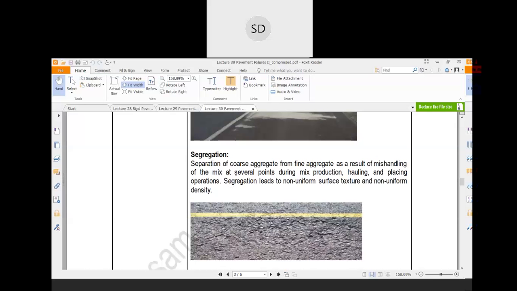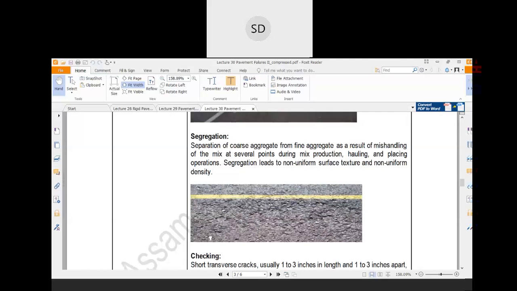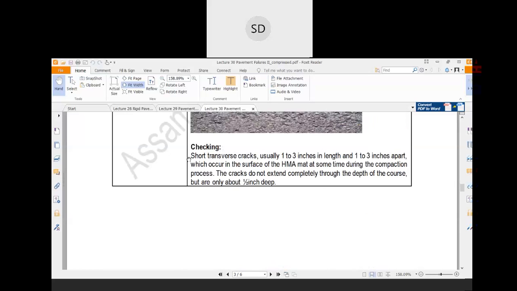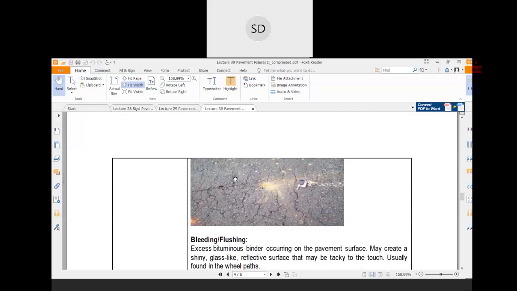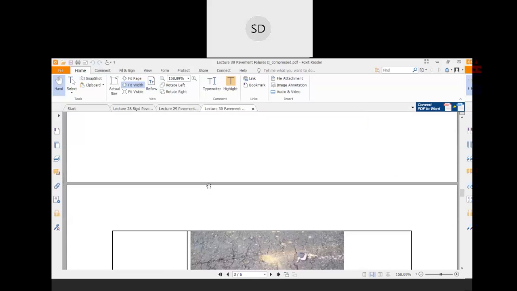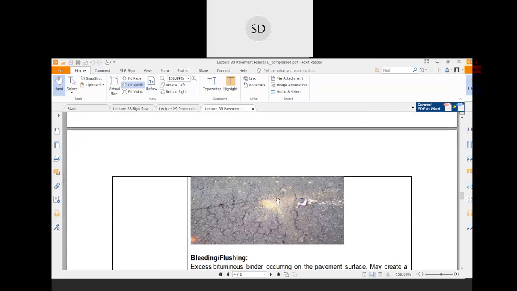Then segregation, that is the separation of the coarse aggregate from the fine aggregate as a result of mishandling the mix. This segregation may happen in the rigid pavement as well as in the flexible pavement. So this is an example of the segregation failure. Then checking, these are short transverse cracks, usually 1 to 3 inch in length and 1 to 3 inch apart, which occur in the surface of the hot mix asphalt mat at some time during the compaction process. Okay, this type of failure is called checking.